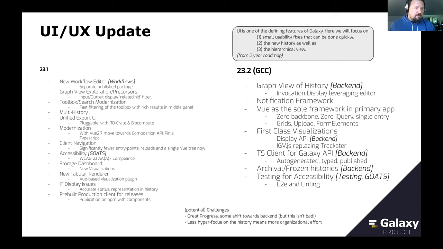That'll be in 23.1. The whole toolbox search and modernization: there was a bunch of progress on this that got backported to the previous release in fixing tool search. But building on that, we want to have super fast filtering of the toolbox in the left panel, client side only. So as you type, it filters in real time and you see immediately what tools match and what tools don't. But then we have an advanced results panel that pops out that does the full depth searching of the tool help and all that stuff, with rich results in the middle panel. So that should be merged pretty soon and available.